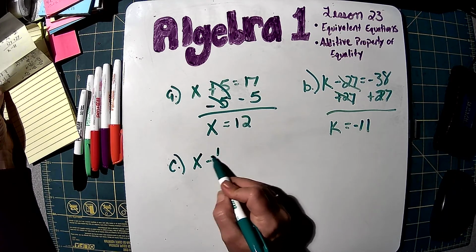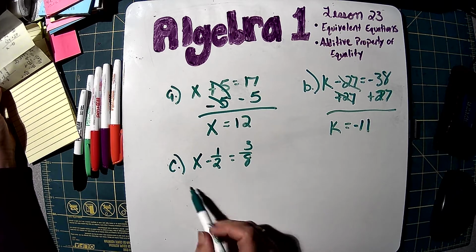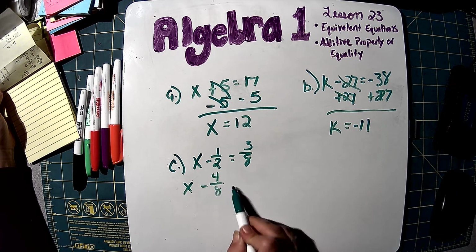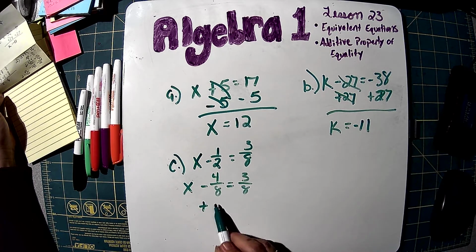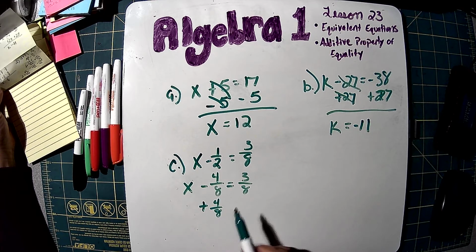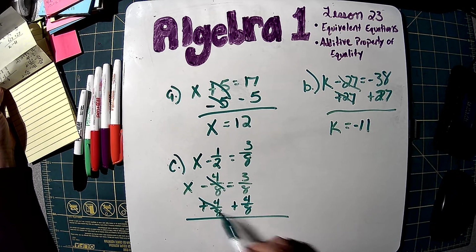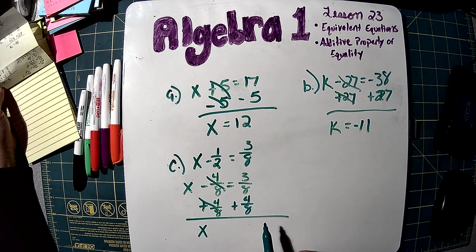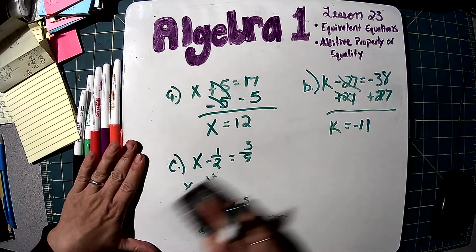x minus 1/2 equals 3/8. I'm going to go ahead and change that to 8. So I'm going to say x minus 4/8 equals 3/8. Okay, and then I'm going to do the opposite of that, plus 4/8 and plus 4/8. These cancel. And I'm going to have x left on this side. And 3 and 4 is 7/8. X equals 7/8.